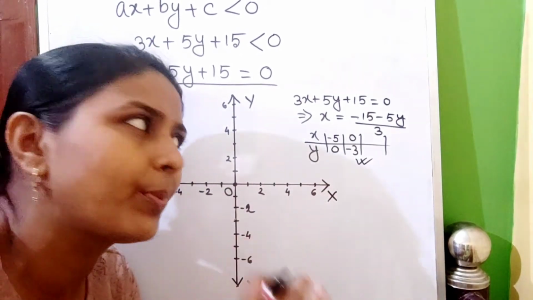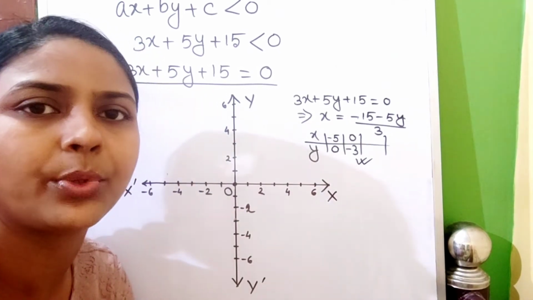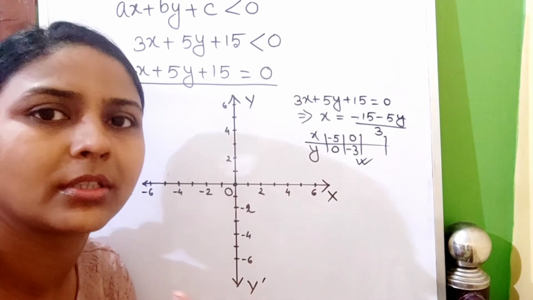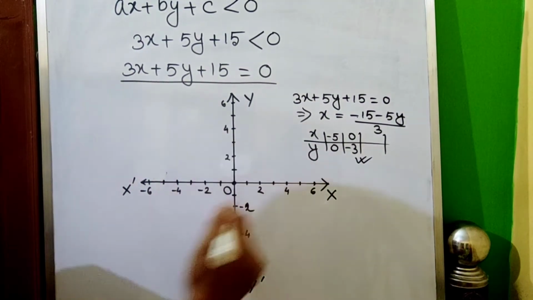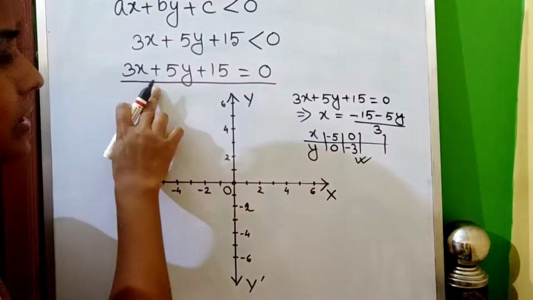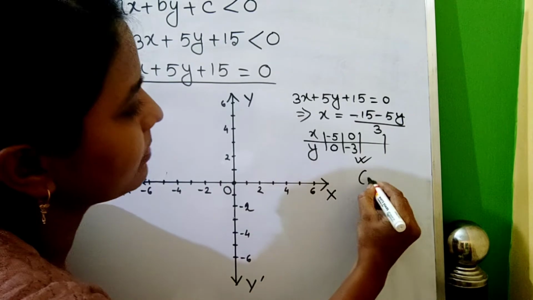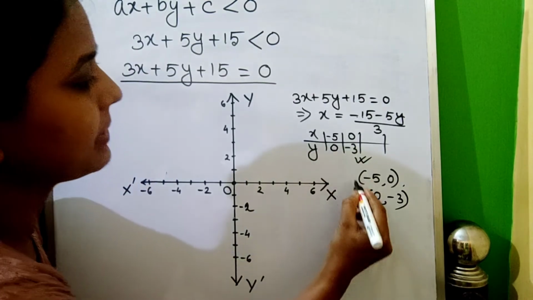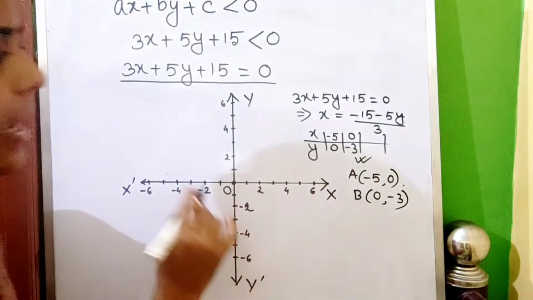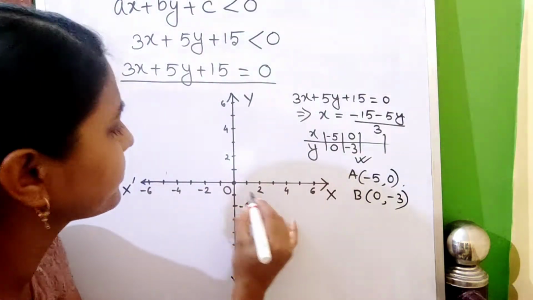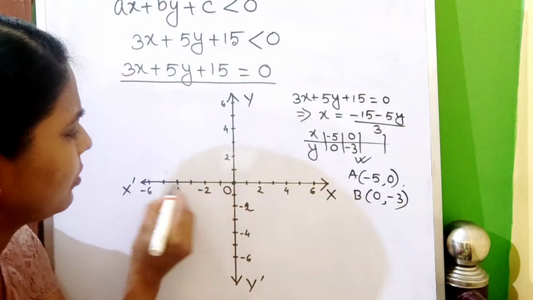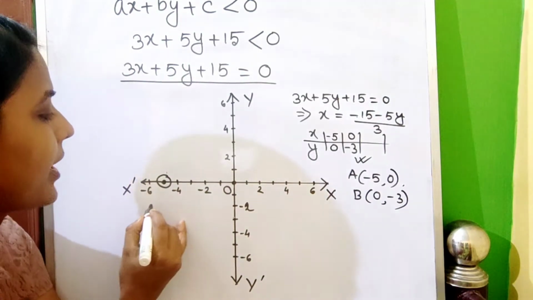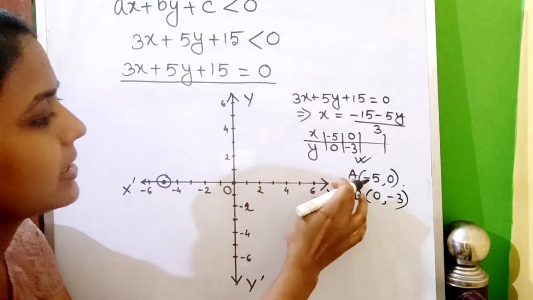Here I am not finding it, but you please find out the third point always while doing it in an exam, because that will recheck your correctness. So these are the points that we have got for this line: minus 5 comma 0 and 0 comma minus 3. I am giving the names A and B and I am plotting the points now. Minus 5 comma 0 will be here. We will plot the point and encircle it. This is A, minus 5 comma 0.